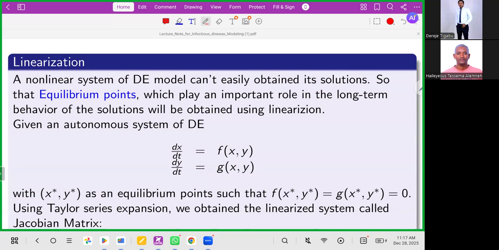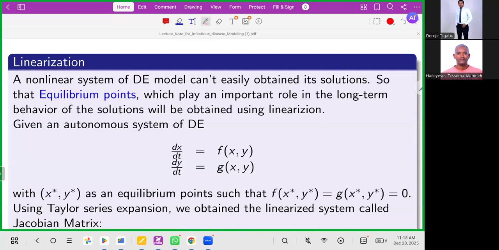It's not linear, so we should linearize the system so that we can easily study the stability of the equilibrium points around the equilibrium point. The linearized system and the nonlinear system at the equilibrium point will have similar behavior. That's why we are linearizing the system. If we do not linearize, we cannot study the properties of the equilibrium points, because it's difficult to analyze the nonlinear system analytically.